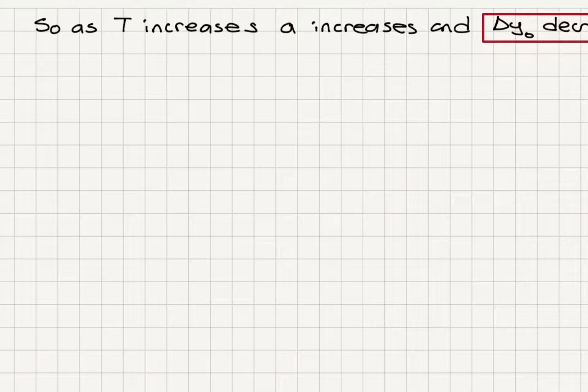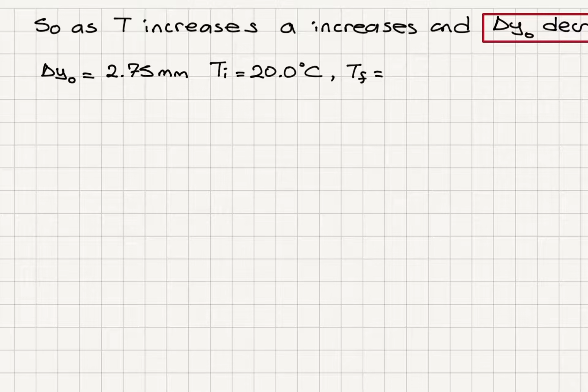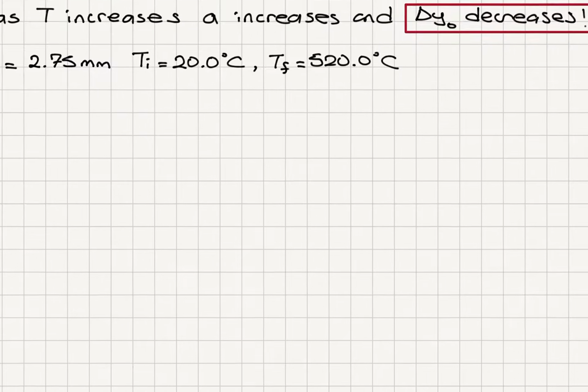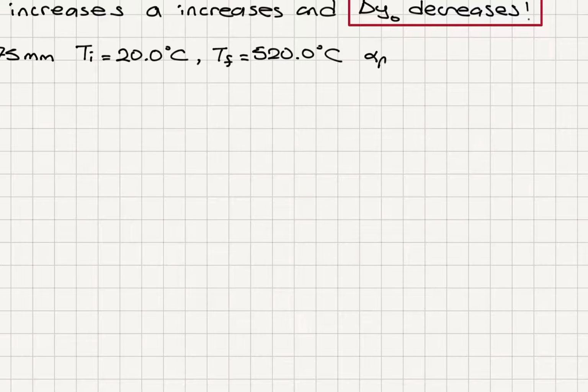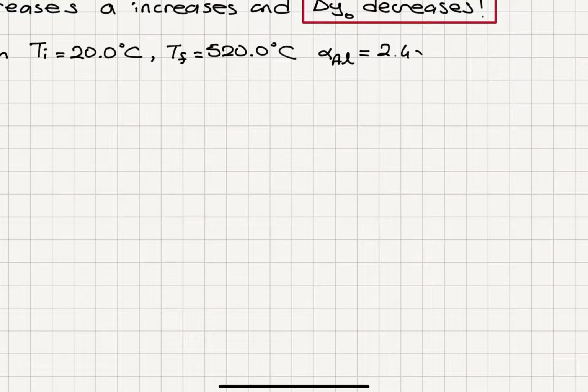Now if you plug in the numbers, the width of the central maximum, delta y0, was initially measured to be 2.75 millimeters. The initial temperature of the aluminum plate was 20 degrees Celsius. Final temperature is 520 degrees Celsius. And we can look up the coefficient of linear expansion for aluminum. It is 2.4 times 10 to minus 5 per degree Celsius.